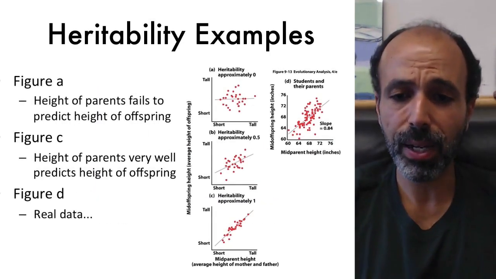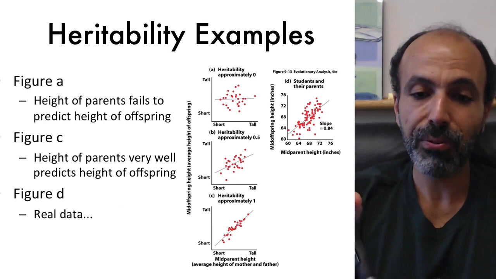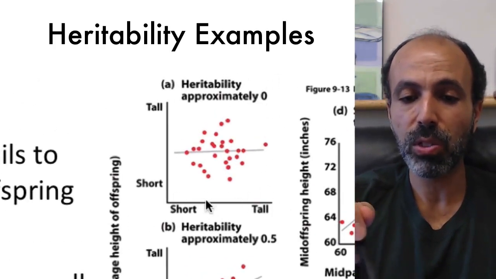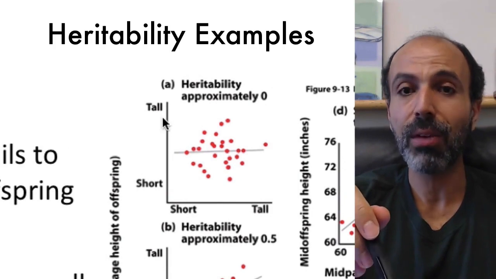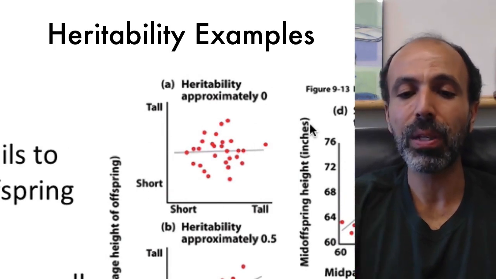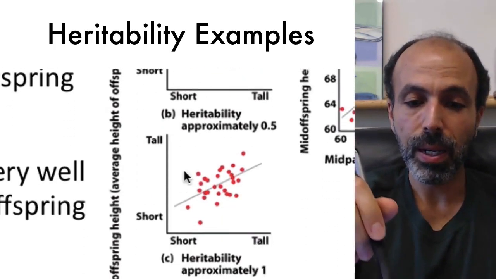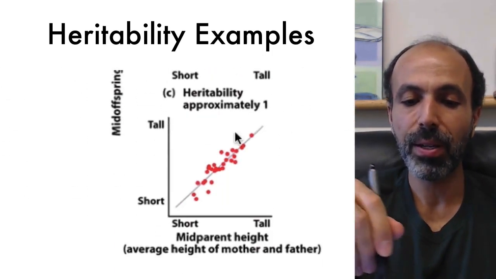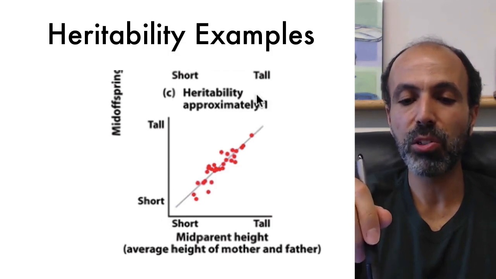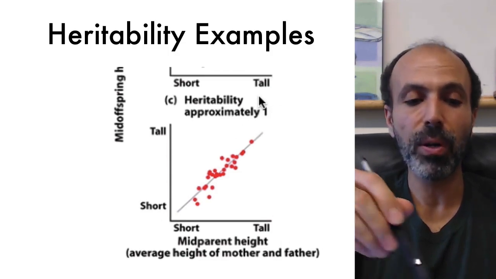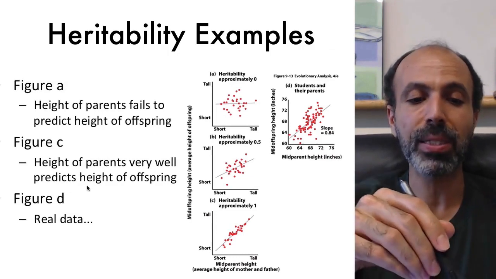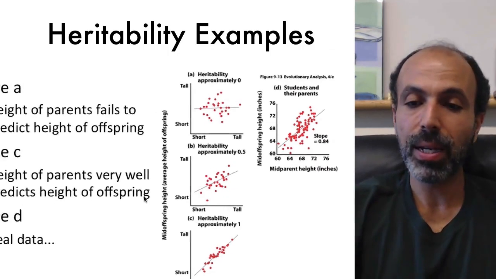So I have here 4 figures. In figure A here, this is a case where heritability would be approximately 0, where you have short versus tall, the average for the parents, short versus tall, the average for the offspring, and you see the slope there is basically 0. B, you see some relationship. This would be a case where the heritability is about 0.5. C, here you have a very strong relationship there. The heritability is very, very close to 1. In this case, the height of the parents, the average of the 2 parents, very well predicts the average height of the offspring.